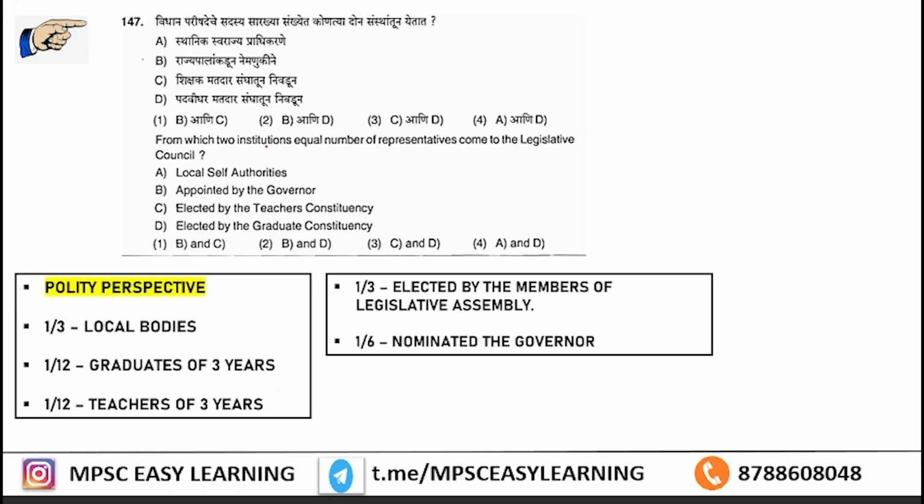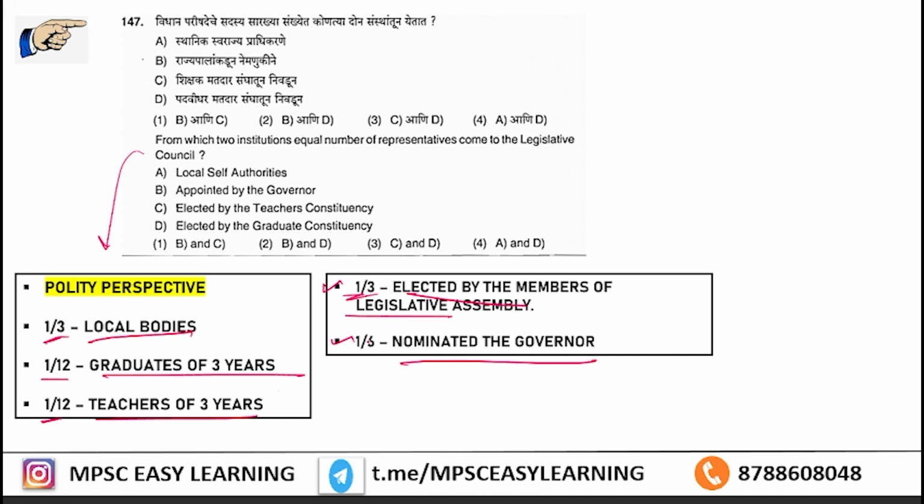Next one, from which two institutions do an equal number of representatives come to the legislative council? Local self authorities, appointed by the governor, elected by the teachers constituency, elected by the graduate constituency. Here I'll just explain what this question means. 1/3 आपके elect होते हैं local bodies से, जो आपके municipality हो गए. 1/12 होते हैं graduates of 3 years, 1/12 again are from teachers of 3 years. 1/3 elect होते हैं by the members of the SLA, State Legislative Assembly, and 1/6 are nominated by the governor.